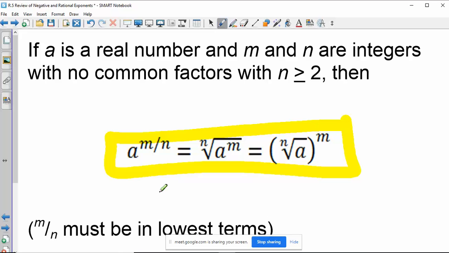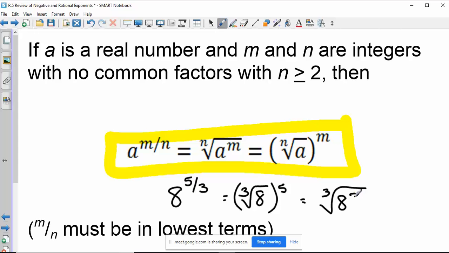So for instance, if I had said like 8 to the 5/3 power, that's telling me to do the cube root of 8 and then take that to the 5th. You could also do the cube root of 8 to the 5th power, but I like to do the radical first just so I have smaller numbers to deal with. So it works either way.